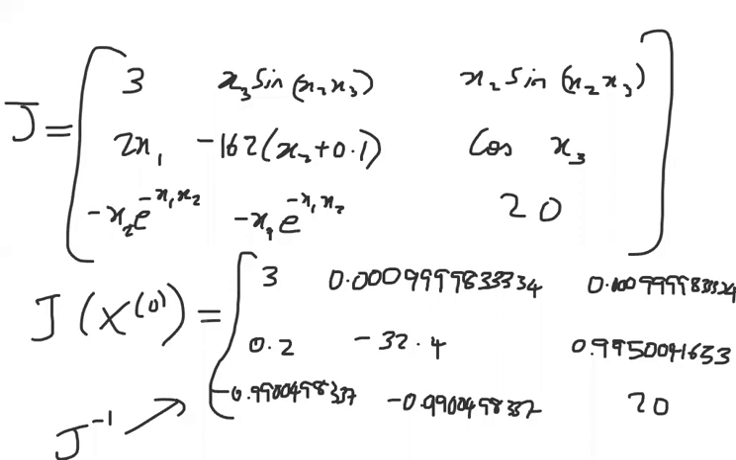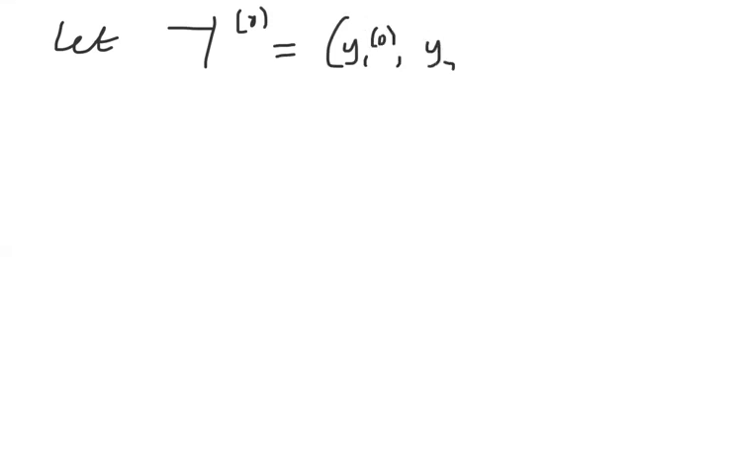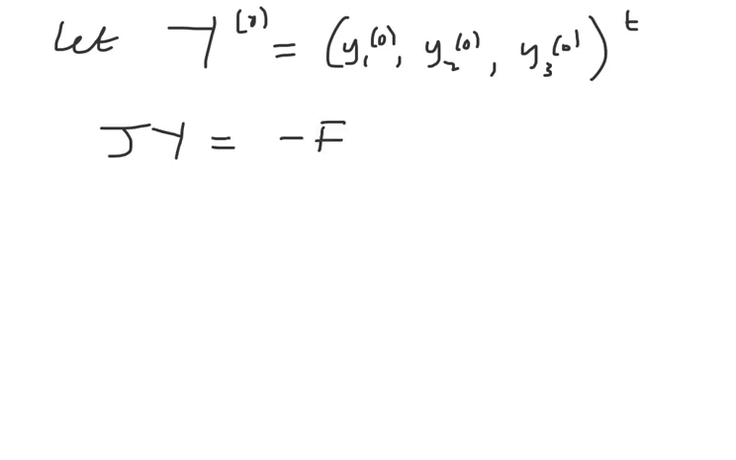So if you don't want to do this, you can now let capital Y0 be equal to y1,0, y2,0, and y3,0 transpose. And then you'll be able to evaluate this. Remember we said J y should be equal to minus f. Of course, we are evaluating this at x naught. Okay, so you'll be able to evaluate this. So if you do that, you are going to get a system of linear equations.